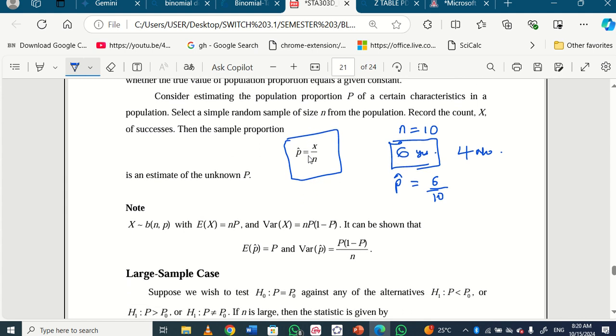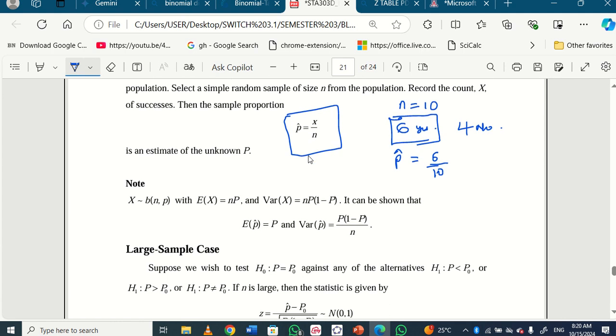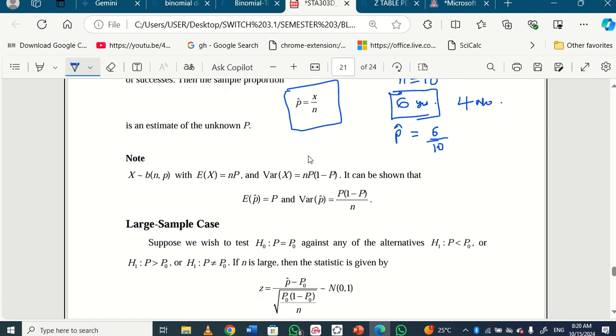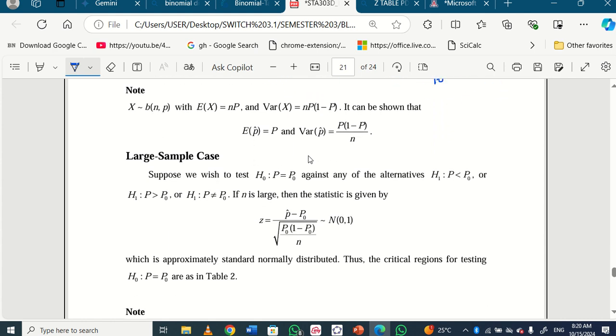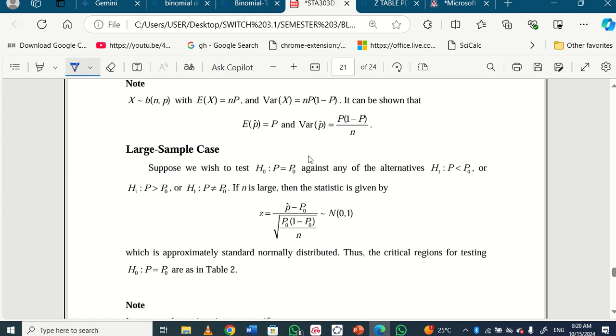Under hypothesis of proportion, we are dealing with binomial probabilities. Also, there are 2 cases involved. These are expected values and the sample variance. Let's go to the large sample case.